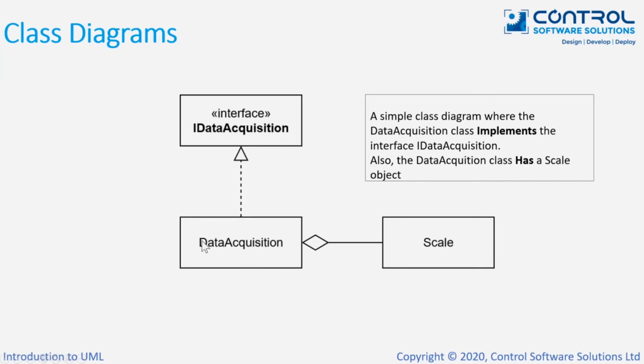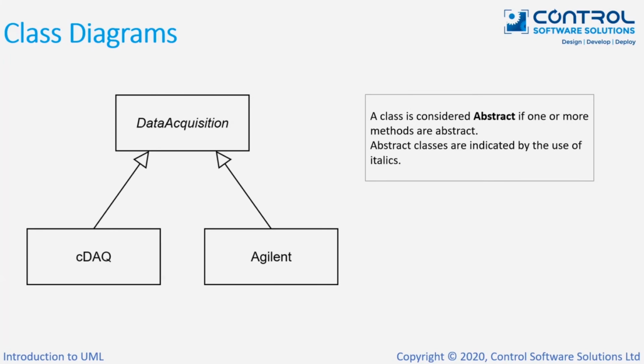And I've shown a data acquisition class, which realizes or implements that interface. And I've said that our data acquisition has a scale associated with it, so it has a scale class. I'll explain what all these different types of wires mean, but this is very similar. So I've got a data acquisition class, which I've shown in italics. I'll explain that in a second. And I've got two implementations of that, or two classes that inherit from it, shall I say. So a CDAC and maybe an Agilent kind of data acquisition device.